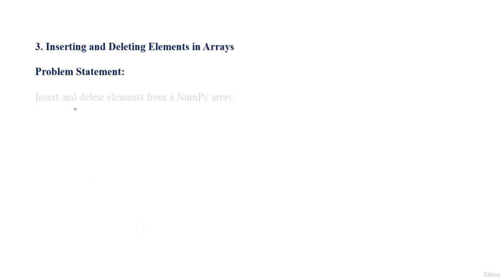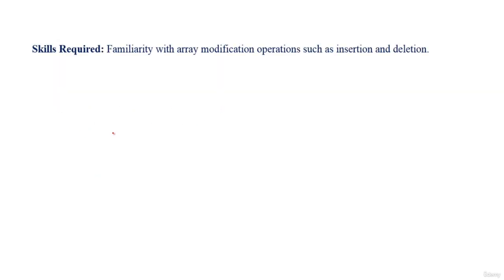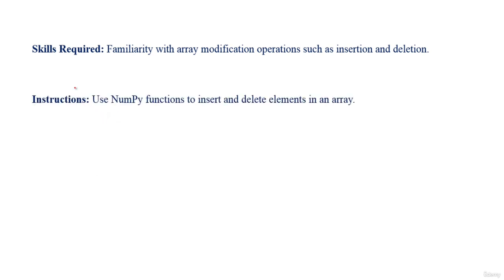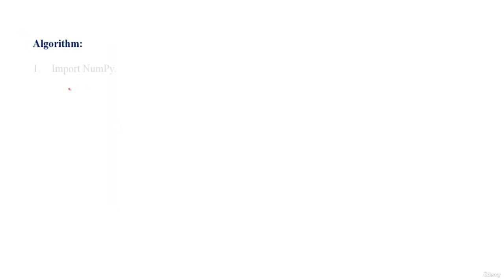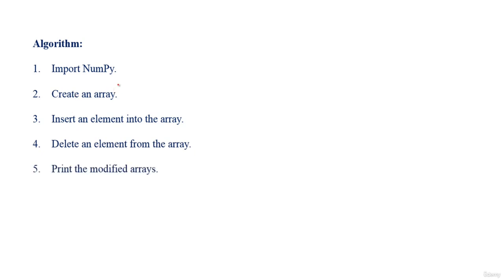The third problem statement is insert and delete elements from a NumPy array. How you can insert and delete elements of an array. The skills required instructions you have to read. This is the algorithm I will follow: creating an array, insertion and deletion. So this is the solution. This is the array in which element insertion will take place. For example, this is an insertion of the element 99 at index 2 in this array. Then removing the element at index 1 from this array and showing the final result to the user.